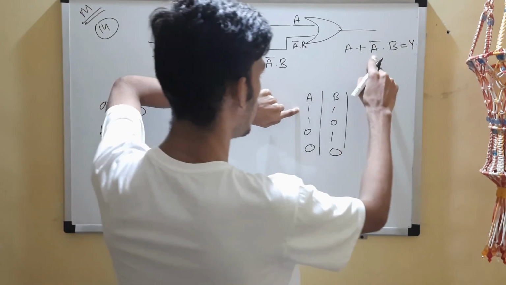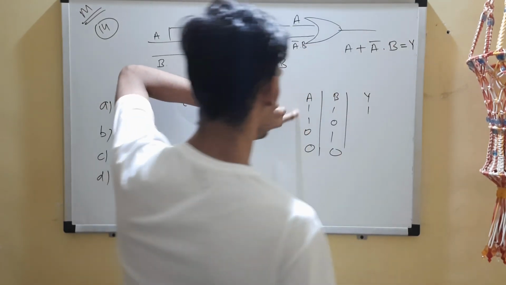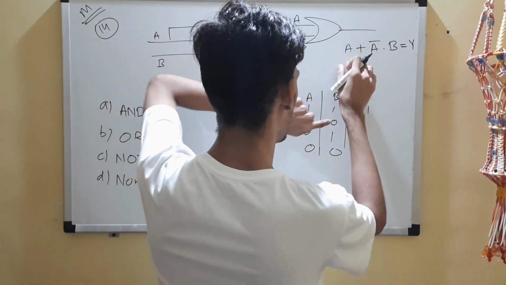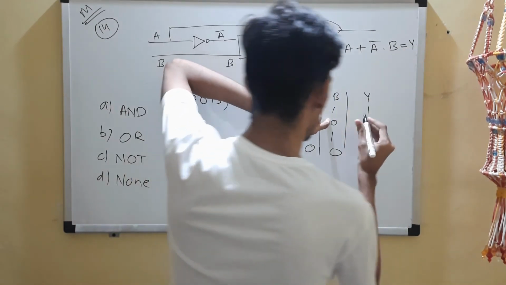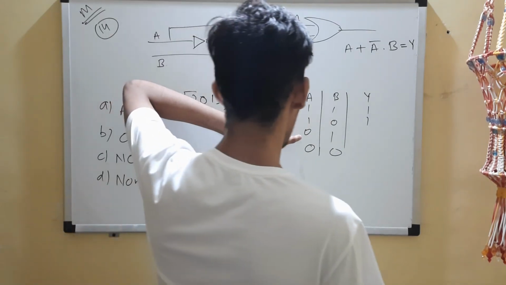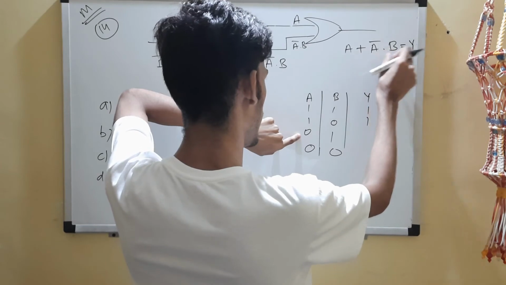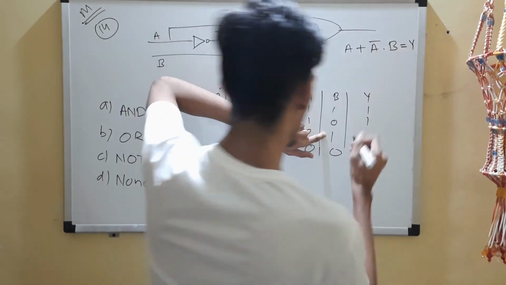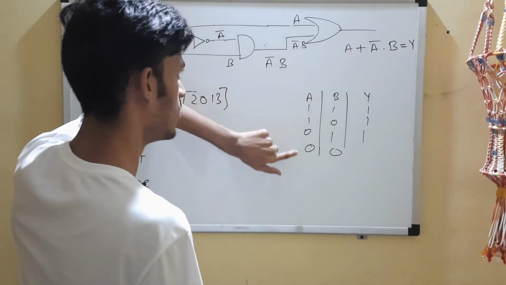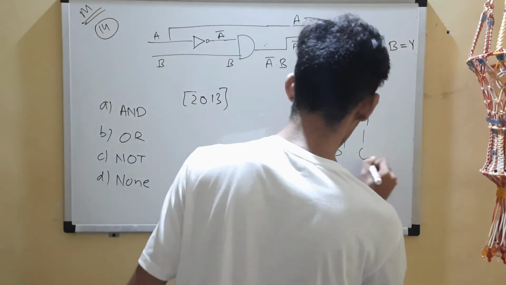So 1 complement is 0, and 0 into anything is 0, so this is 1, right? A is 1, we get 1. A is 1, again B is 0, so 0 into anything will be 0, this is 1, so we get 1 over here. Now A is 0, 0 complement is 1, and 1 into 1 will give us 1. Okay, 0 0, and here also we have 0, so that will be 0.